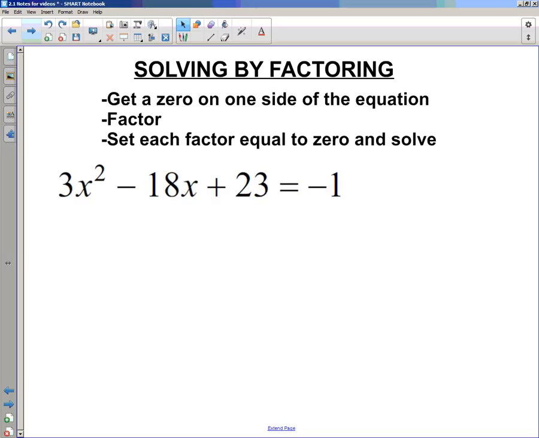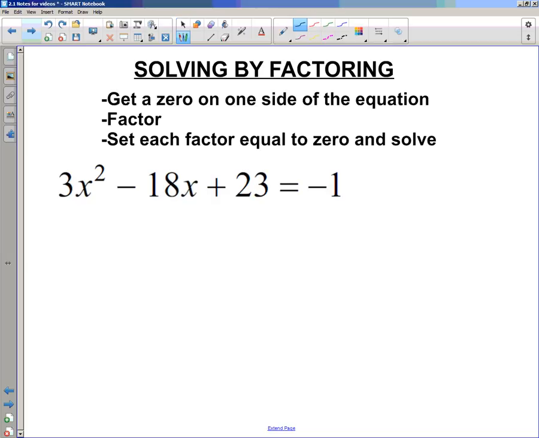So this is a quadratic equation, which means that we could get a 0 on one side and solve using the quadratic formula. However, if you're good at factoring, and I hope that you are, solving by factoring is usually much easier, much quicker than solving using the quadratic formula. All right, let's go ahead and start this up.